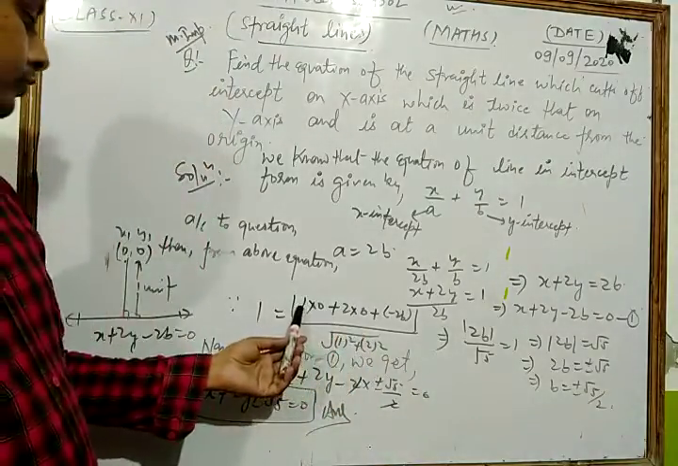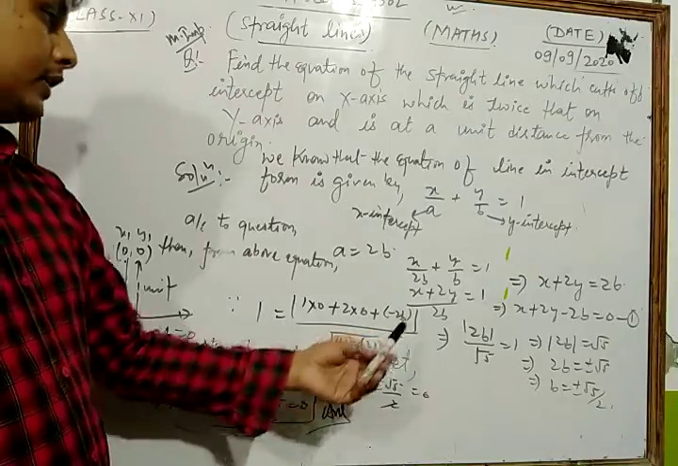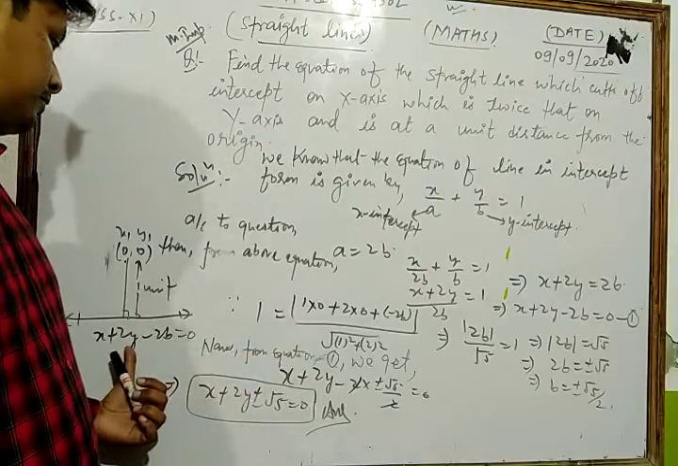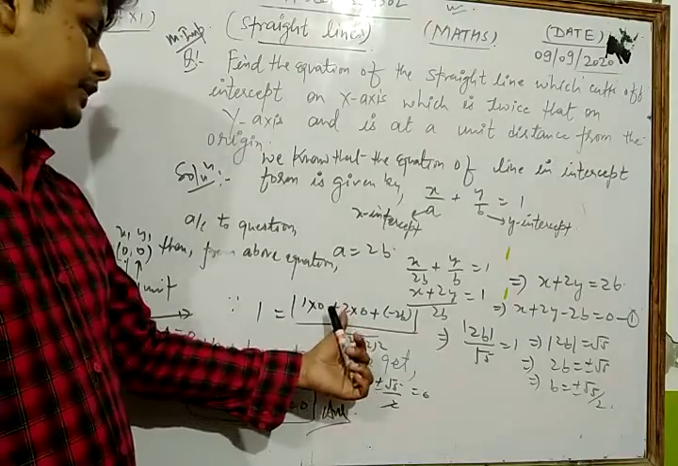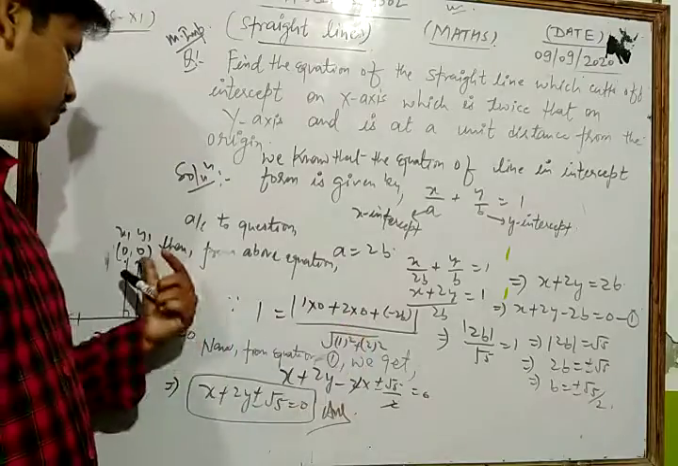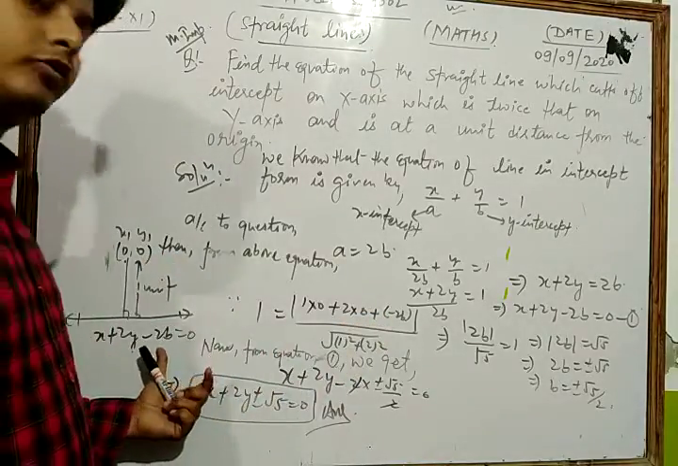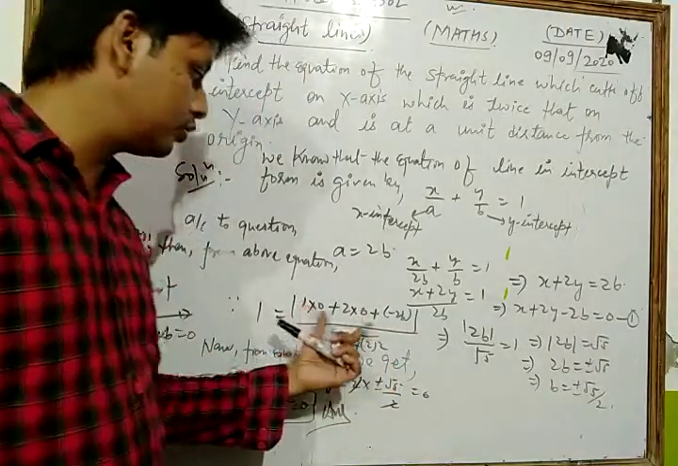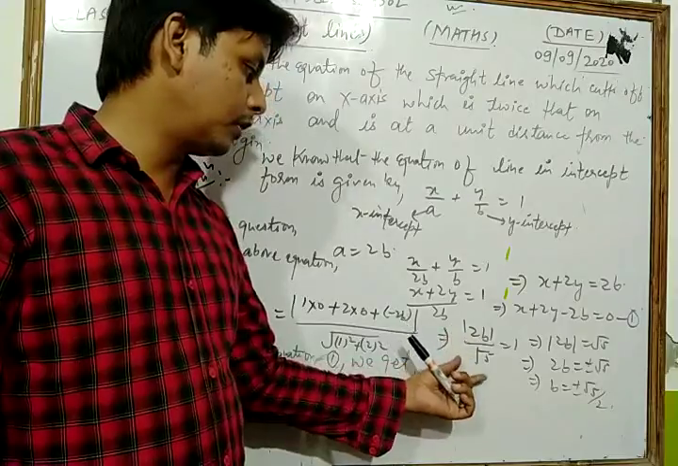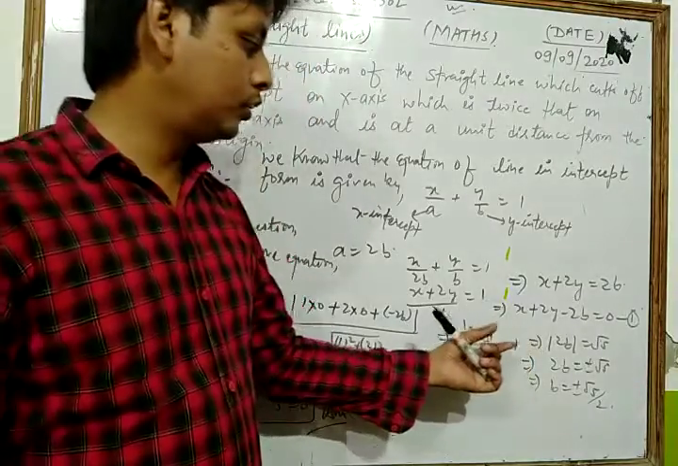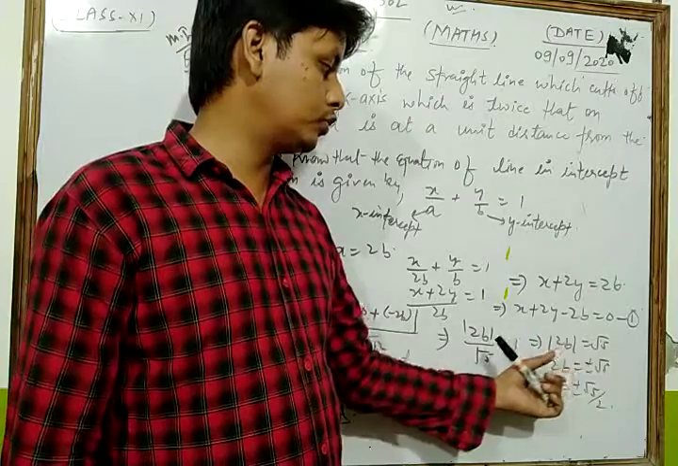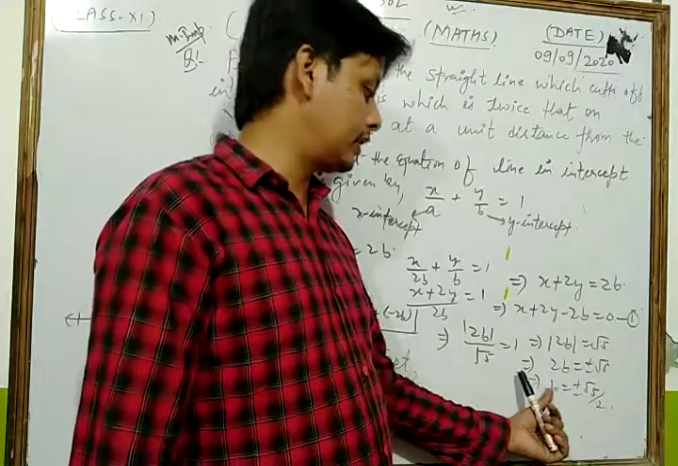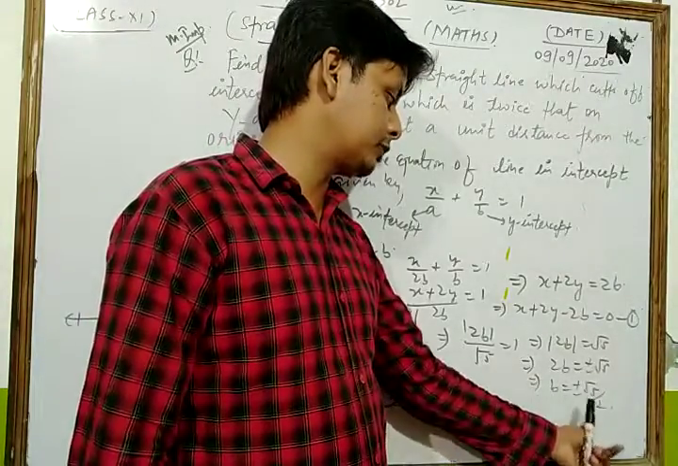So here, in ax1, the value of a is 1, the coefficient of x. Here you can put x1 as 0, b is the coefficient of y which is 2, and y1 is 0, plus c. C is the constant term which is minus 2b, mod of this upon root 5, and it is equal to 1. After simplifying, we get mod of 2b upon root 5 is equal to 1. So 2b is equal to plus minus root 5. From this we get the value of b as plus minus root 5 by 2.